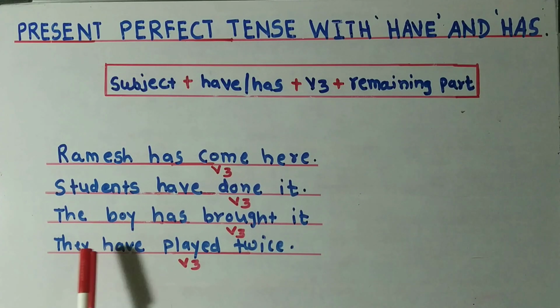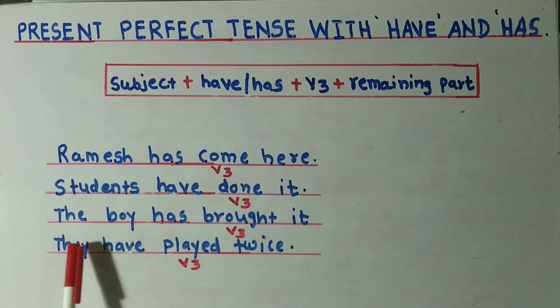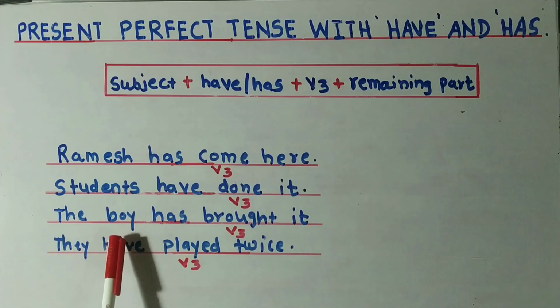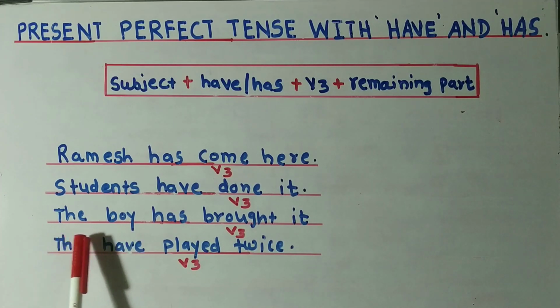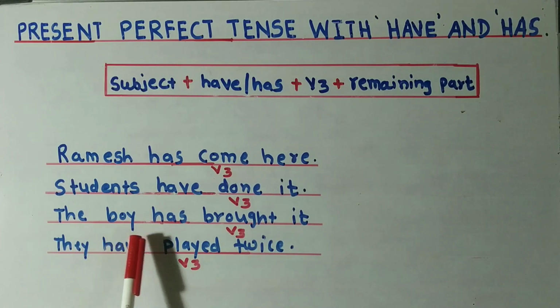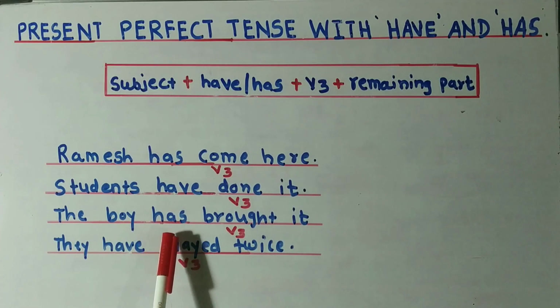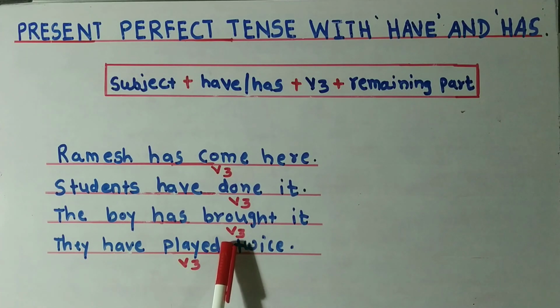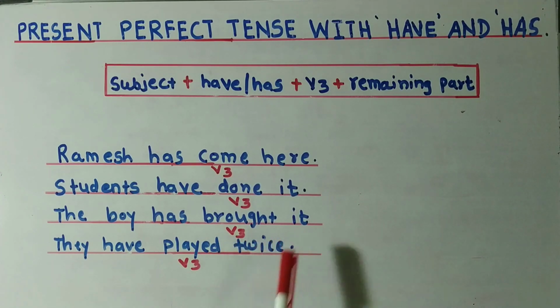Next example, the boy has brought it. In this example, the subject of the sentence is the boy, and it is singular one, and when the subject of the sentence is singular, we have to make use of word has, and then V3 is put. Word brought is V3 in the sentence, and then the remaining part of the sentence is put, that is word it.